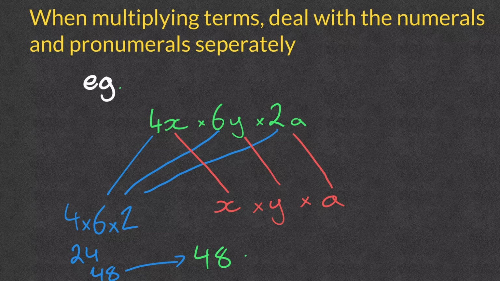48axy. Does anyone know why I changed the order of those? Alphabetical. It doesn't matter what order you times something, as long as they are all next to each other, it's all the same. If I say 2 times 3, what is it? 6. If I say 3 times 2, what is it? Doesn't matter what order, it'll equal the same thing every time.